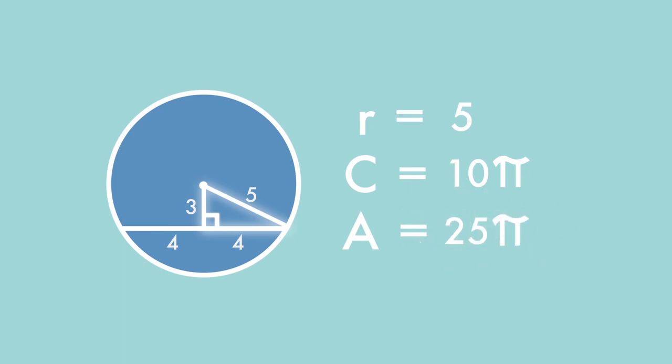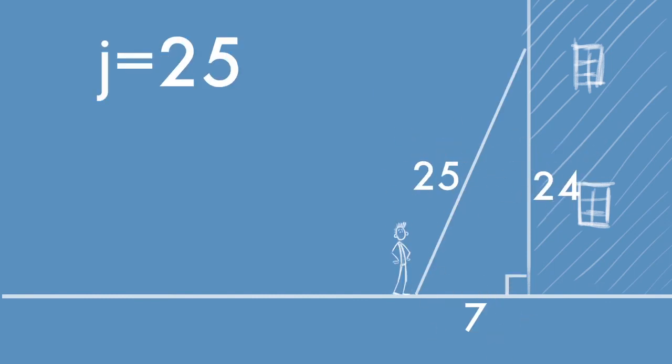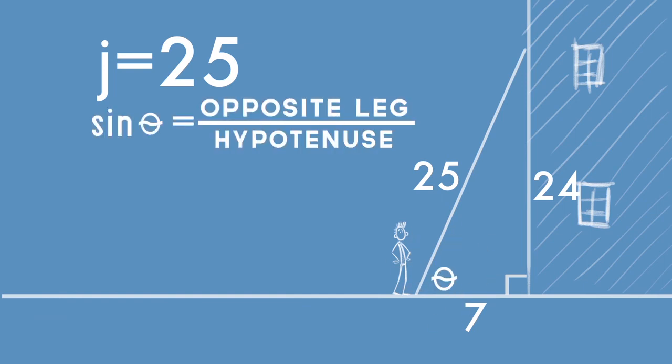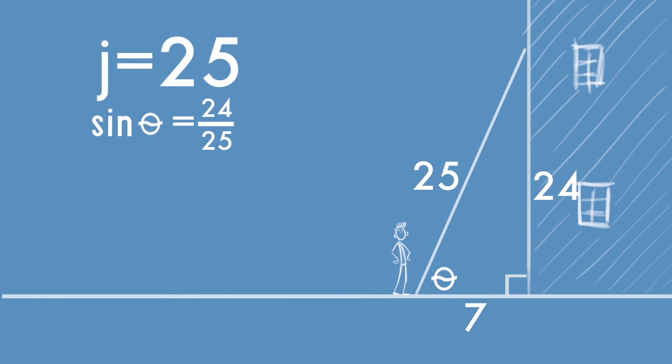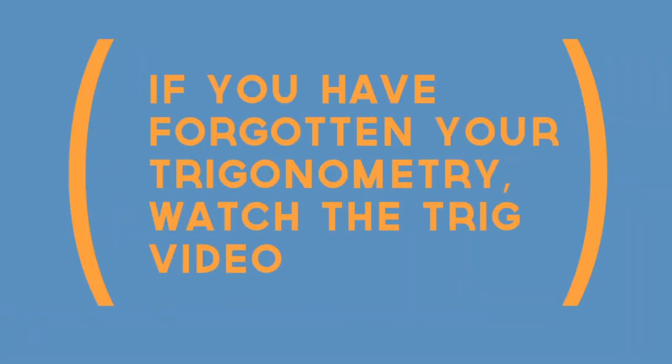Test makers may even lean a ladder against a wall and ask you to find the length of the ladder. Hopefully, you recognize the 7, 24, 25 Pythagorean triple. Or, they may ask you to set up a trig ratio with the triangle. If you've forgotten your trigonometry, then watch the triangle trigonometry video.